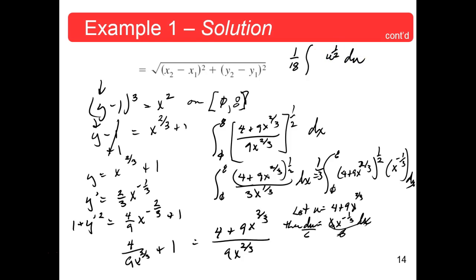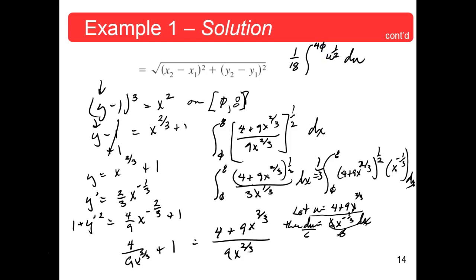Okay. Now, one thing we haven't done is changed our limits. So let's go back to our definition here and do so. Okay. When x is 8, 8 to the 2/3. Let's do it this way. The cube root of 8 squared. What's the cube root of 8? 2. Squared is 4 times 9 is 36 plus 4 is 40. So our upper limit there is going to be 40. When x is 8, u is 40.